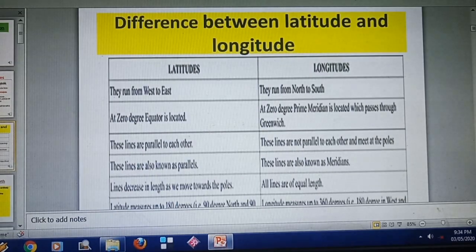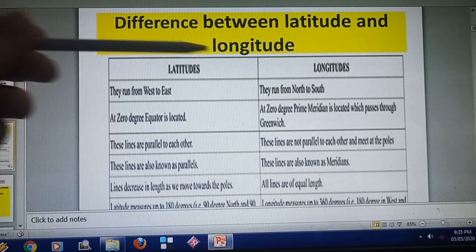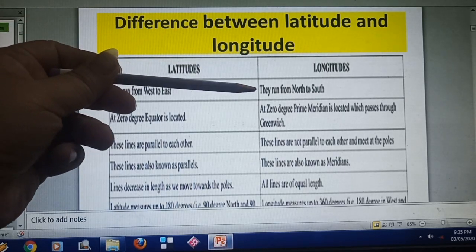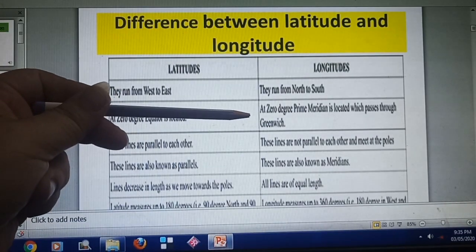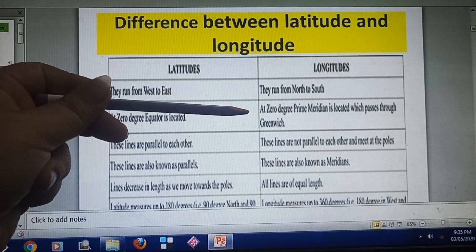So let us understand the difference between latitudes and longitudes. Latitudes run from west to east, whereas longitudes run from north to south. At 0 degree, equator is located. At 0 degree, prime meridian is located, which passes through Greenwich.